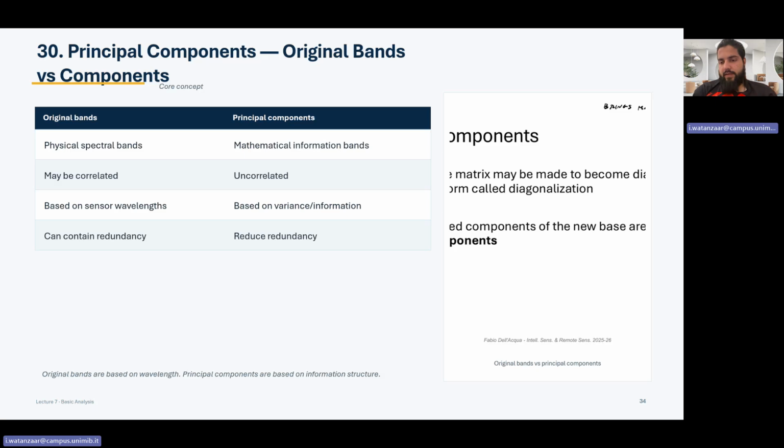Based on a sensor wavelength. Exactly, the original bands have been taken based on multiple wavelengths, but in the principal components, it's based on the variance or information we have in it. The original bands can contain redundancy, but the principal components have no redundancy.